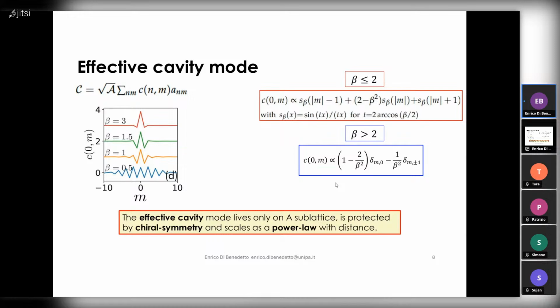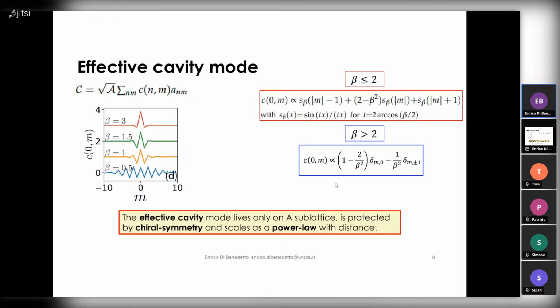On top of that, you can use anisotropy to control the effective cavity volume of each of these modes. If you have beta smaller than 1, you get a mode which is more spread out in space, while if you start increasing beta, you get a mode which is more localized, up to the point that when beta is bigger than 2, so your flat band becomes full, your mode on the edge becomes exactly localized on three sites: the site to which you are coupling your qubit and the two nearest neighbors.